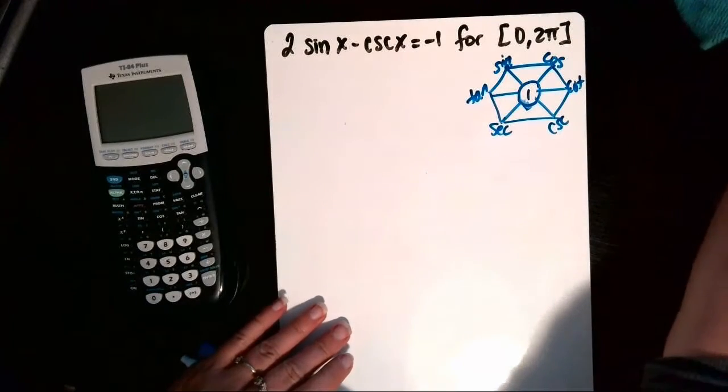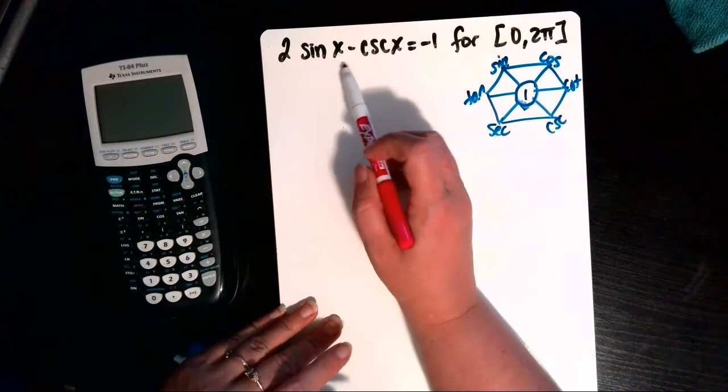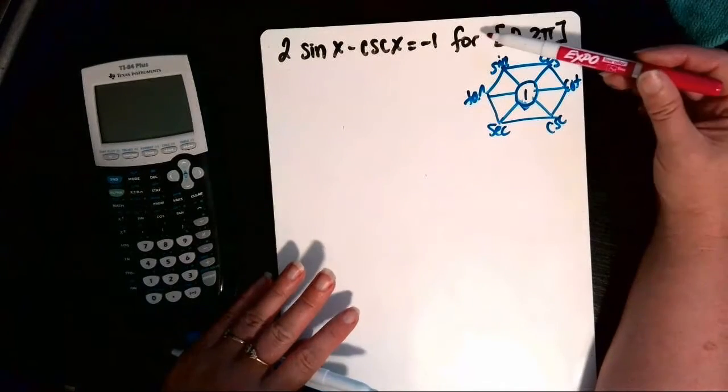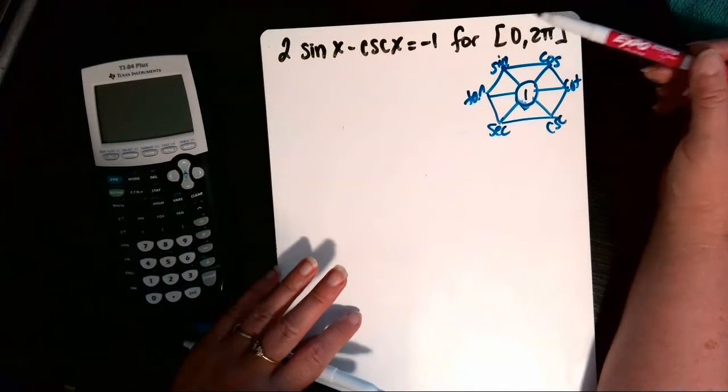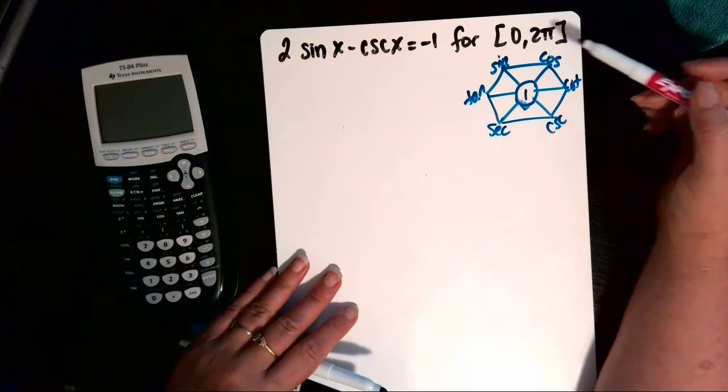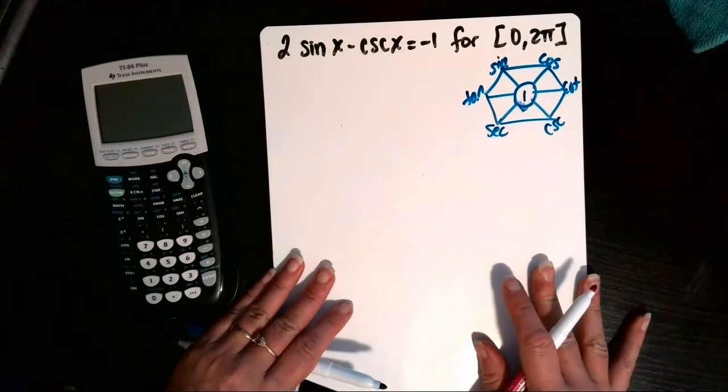Okay, so in this video, we're going to solve the trig equation 2 sine of x minus cosecant of x equals -1. And we want to find the angles over the interval 0 to 2 pi inclusive. So we're going to be working in radians as opposed to degrees.